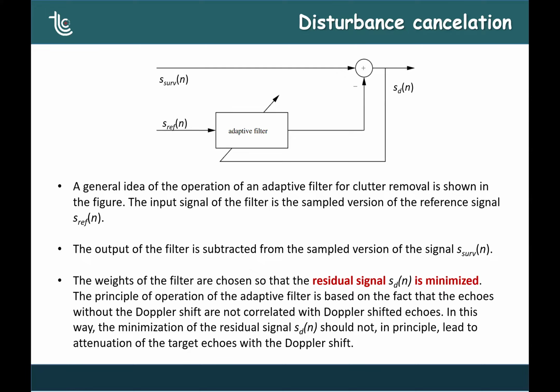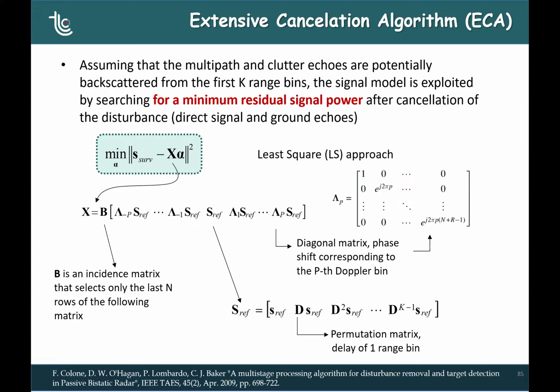Now, let's see how we can build this adaptive filter. So we assume that multipath and clutter echoes are backscattered from the first K range bins. So the power of the clutter and the multipath is strong in the first range bins.